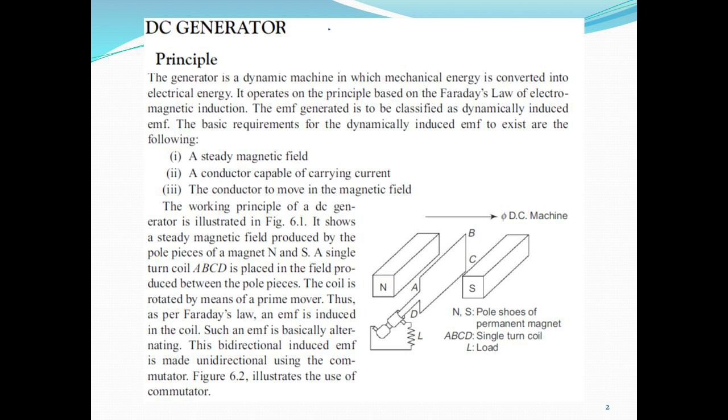The basic requirements for the dynamically induced EMF to exist are the following: a steady magnetic field, a conductor capable of carrying current, and the conductor moving in the magnetic field.